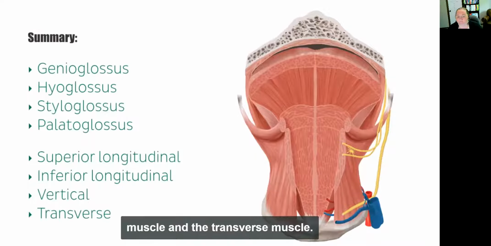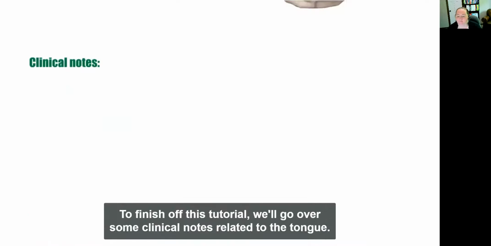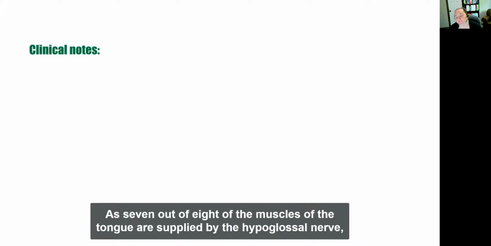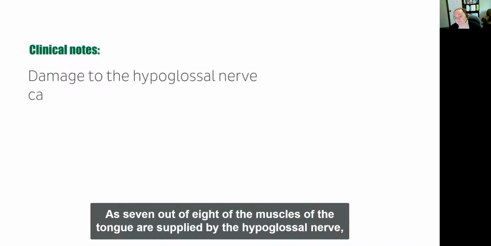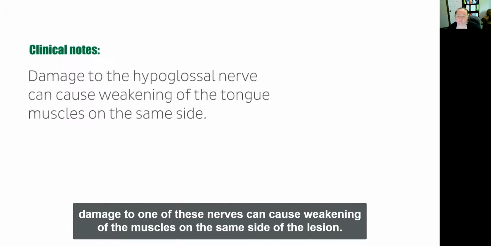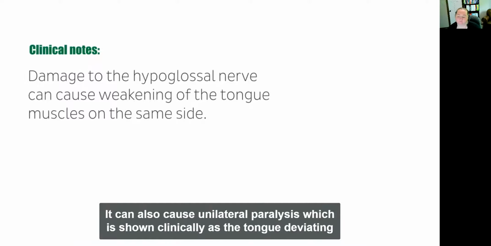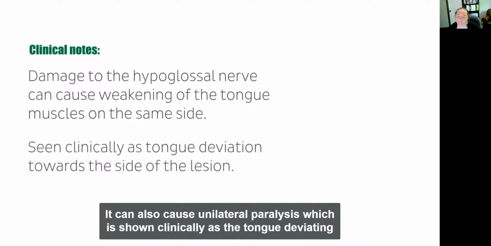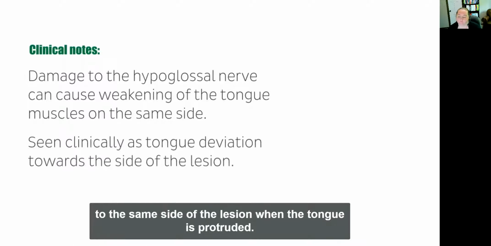To finish off this tutorial, we'll go over some clinical notes related to the tongue. As 7 out of 8 of the muscles of the tongue are supplied by the hypoglossal nerve, damage to one of these nerves can cause weakening of the muscles on the same side of the lesion. It can also cause unilateral paralysis, which is shown clinically as the tongue deviating to the same side of the lesion when the tongue is protruded.